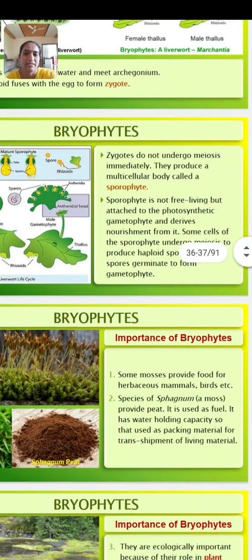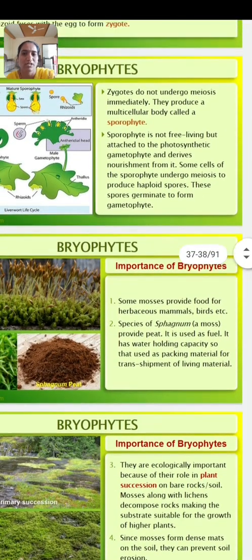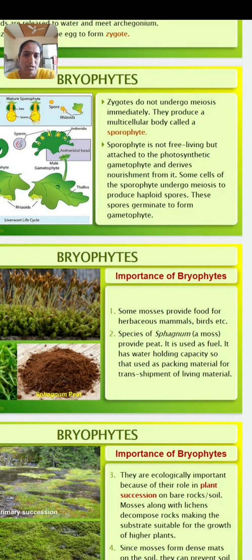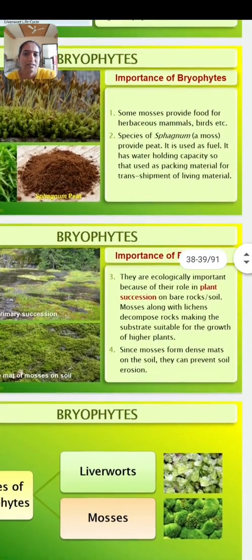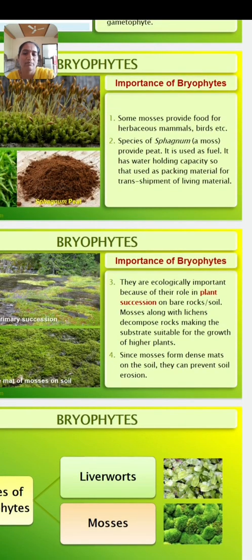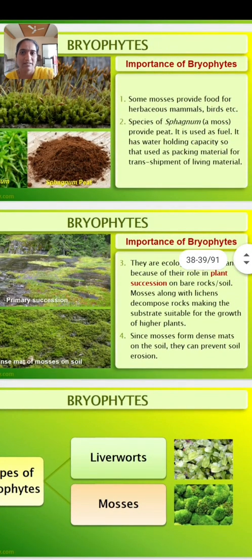Okay. Then there are certain importances of bryophyta. A question may be asked, what are the uses of bryophyta? Certain species like sphagnum provide peat which is used as a fuel. Then some mosses also provide food for herbaceous plants. They are also ecologically important because of their role in plant succession on bare rock and soil. Here look at primary succession and the dense mat of mosses, meaning they form a mat.